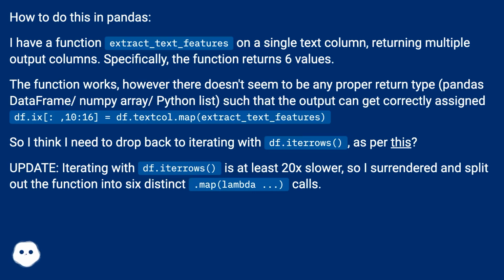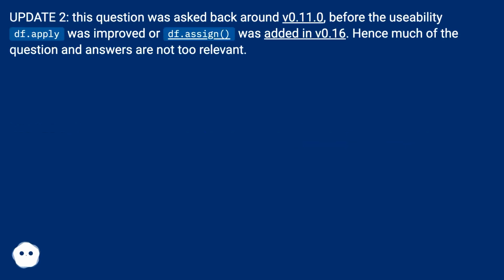Update: iterating with df.iterrows is at least 20x slower, so I surrendered and split out the function into 6 distinct .map(lambda ...) calls. Update 2: this question was asked back around version 0.11.0, before the usability of df.apply was improved or df.assign was added in version 0.16. Hence much of the question and answers are not too relevant.